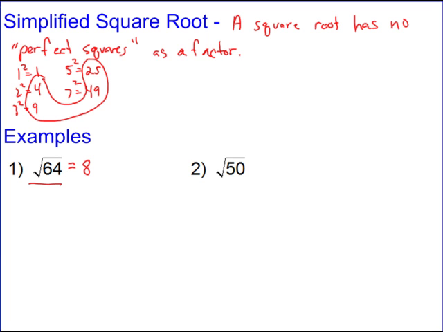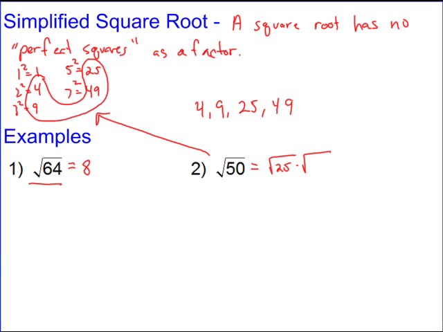No number times itself equals 50, or no integer times itself equals 50. However, there is a perfect square that's a factor of 50. And what you do is you go back to these numbers, 4, 9, 25, and 49, and you ask yourself which one of these goes into 50. Well, 4 doesn't, 9 doesn't, but 25 does.